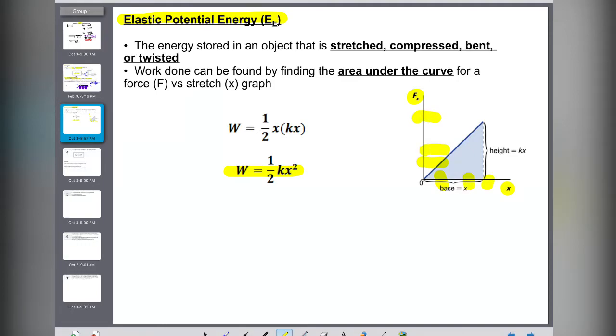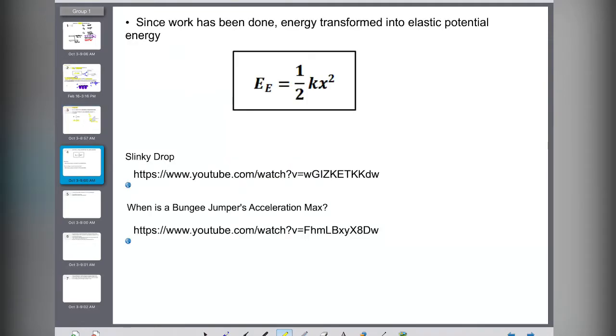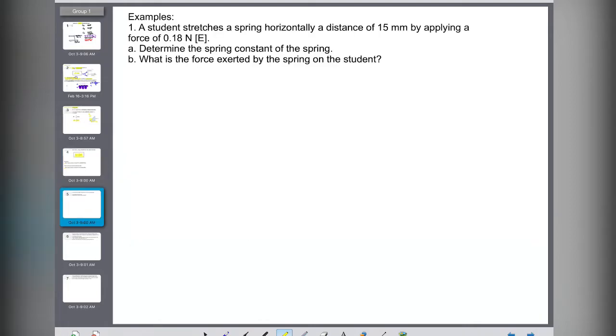And then the work done is always basically the area under the curve. That's how you find it. Because it's a triangle, work equals 1/2 kx squared. And work is energy transformation, so in here, they would have gotten Ee equals 1/2 kx squared. If you have time, you can watch the Slinky Drop YouTube video, talking about bungee jumping and other exciting applications of it. I can link it in the classroom post as well.